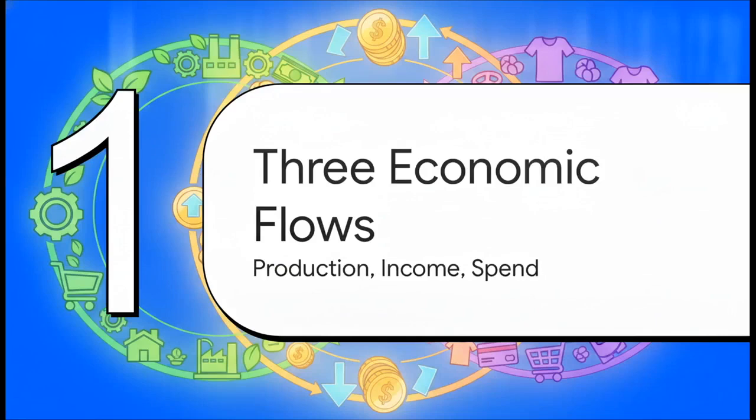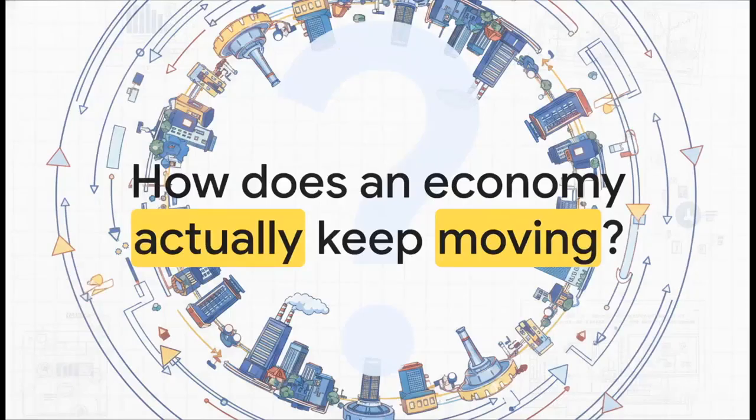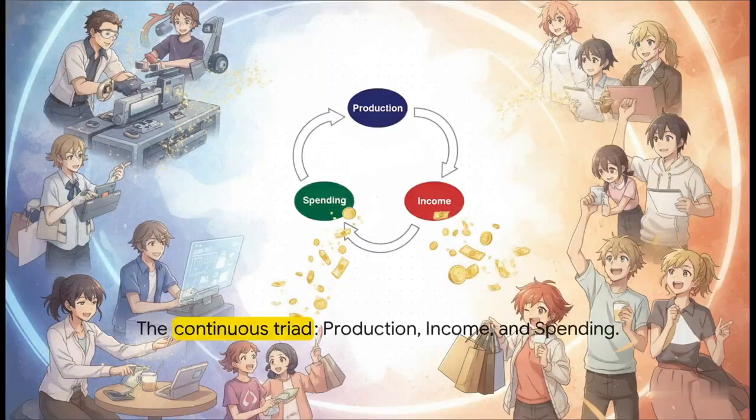The 3 economic flows. Before we get into the nuts and bolts, let's just pose a fundamental question. How does a modern economy actually keep moving? I mean, what is the invisible force that prevents our massive, bustling city from simply grinding to a complete halt? The answer lies in a perpetual circular engine. It basically comes down to 3 primary events: production, income, and spending.